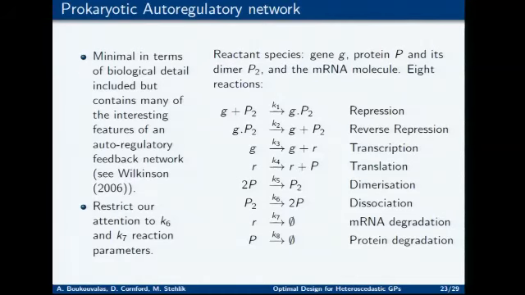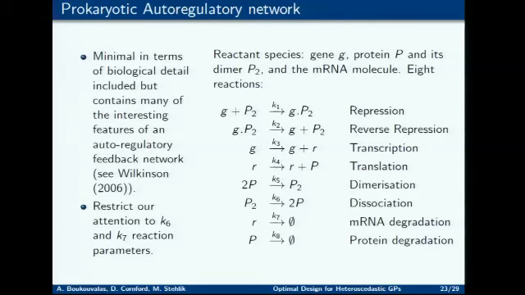Okay, and a short study. We looked at the systems biology prokaryotic autoregulatory network. This is a very simple model. It's minimal in terms of biological detail, but contains many of the interesting features of an autoregulatory feedback network. And I will give the reference. It's a book on systems biology by Darren Wilkinson from the University of Newcastle. This particular model contains 8 reactions with 5 reactants.